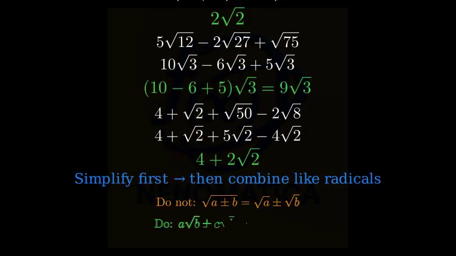Recap. Simplify radicals by pulling out perfect squares. Then combine like radicals by adding or subtracting their coefficients. Never split a square root over addition or subtraction. With these rules, radical addition and subtraction become straightforward.